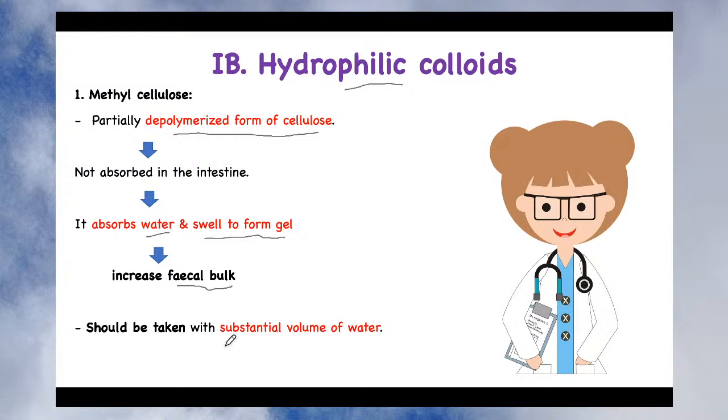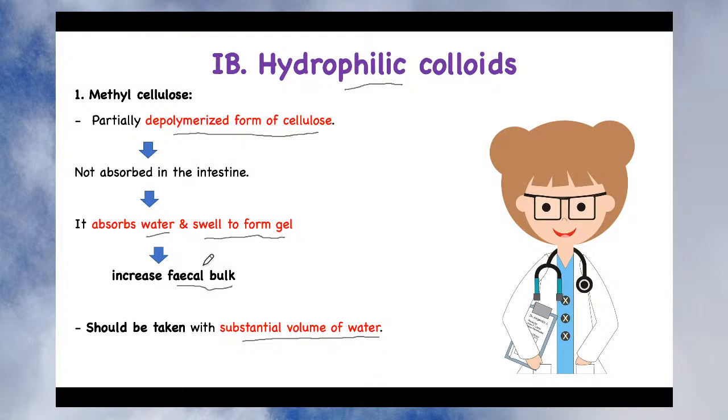But to have this action, the very important precaution is that it should be taken with a substantial volume of water. Now why should it be taken with a substantial volume of water? Because in order to swell, form the gel and increase the fecal bulk, it needs water. Suppose you have not taken it along with a substantial volume of water, then instead of having a purgative action, it may lead to more constipation, because it will withdraw water from the existing stool. So the stool becomes more hard, and due to hardening of the stool, it will lead to more and more constipation.